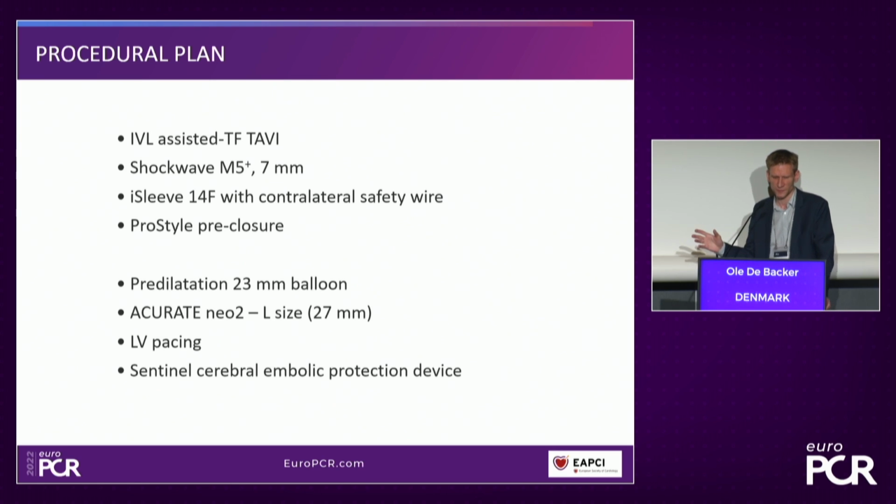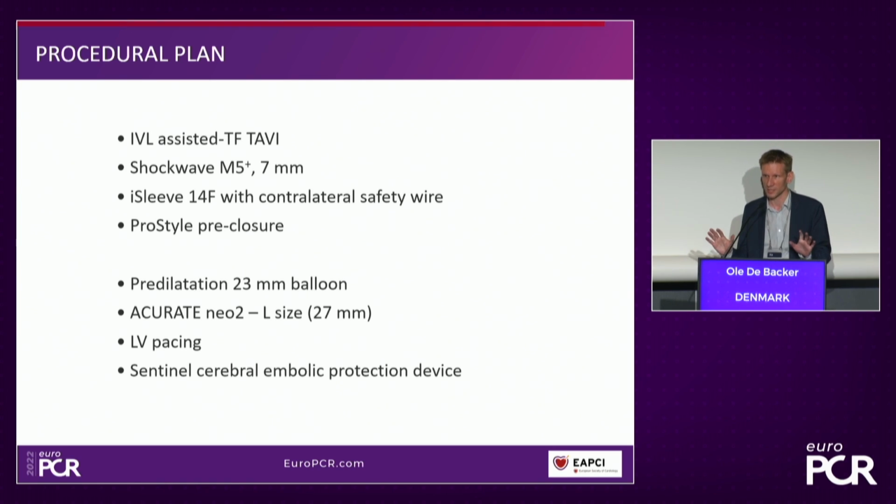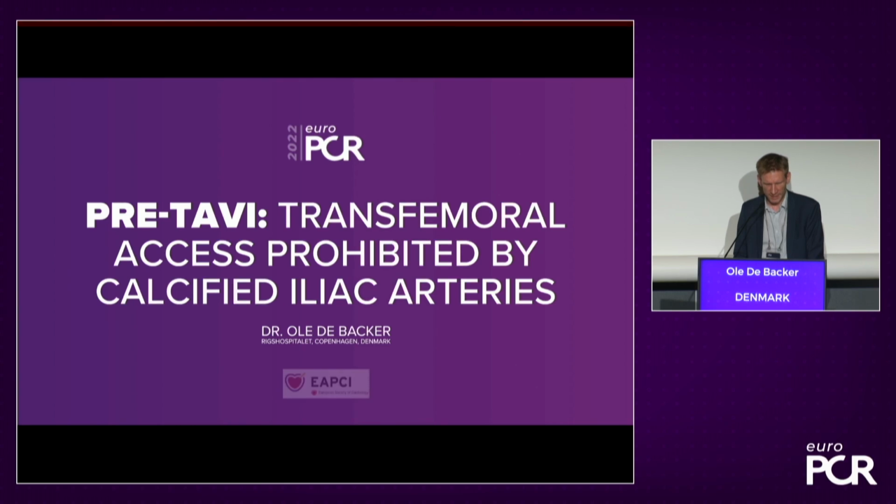So what was the approach for this particular case? IVL-assisted transfemoral TAVI. We just do that in local anesthesia. We don't use any general or conscious sedation for our TAVIs, also not for these IVL-assisted transfemoral TAVIs, just purely local anesthesia. Shockwave M5 plus balloon, 7 millimeter. You can do it with any TAVI valve, I would say, but in this particular case we went for an Accurate valve, which you have to introduce with a 14 French sheath. So let's show some images here of the case.